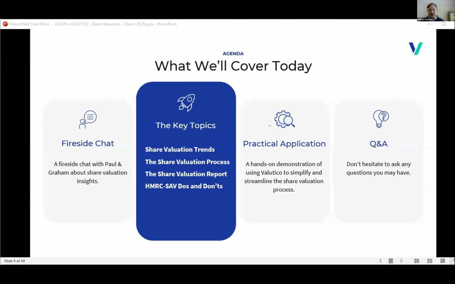So what we're going to cover today then, we're going to be looking at the share valuation trends, just to set the background. We'll be looking at the share valuation process, which is going to take us into how to write a share valuation report and lots of do's and don'ts for dealing with HMRC SAV. But I think we're going to kick things off with a fireside chat, isn't that right, Paul and Kat?